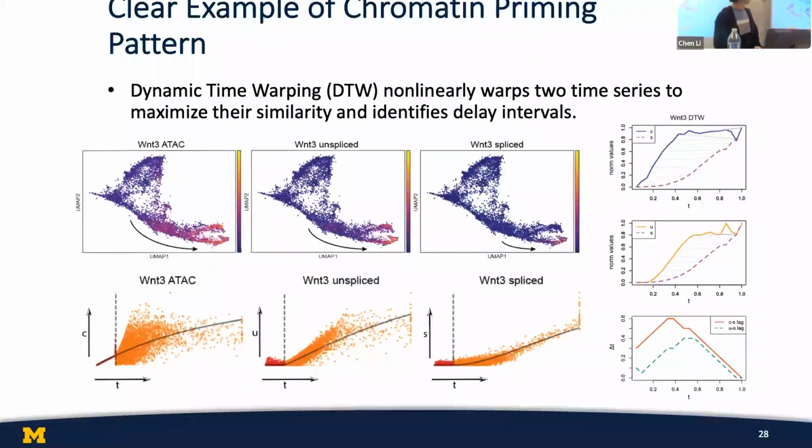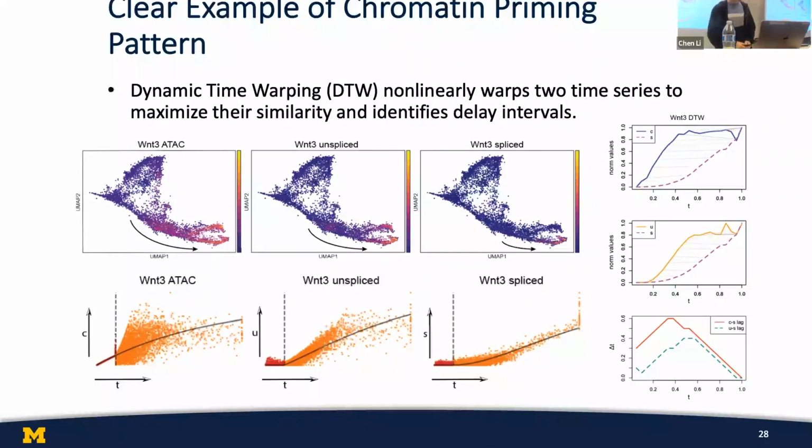We observe one very clear chromatin priming gene in this data set. It's the WNT3. This gene, if we look at the UMAP plot for the three modalities, for the ataxic count, the level goes up very early on in the lineage I label. And then the unspliced and the spliced count follows later on.